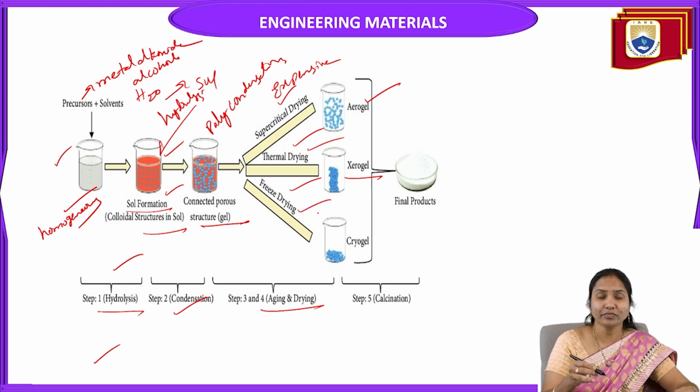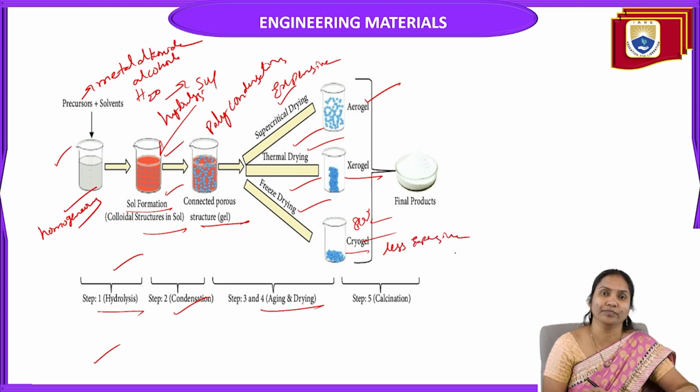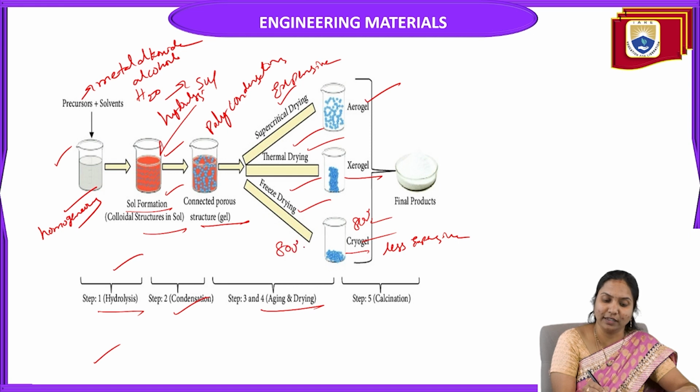Here, the sample is heated at high temperature, that is 800 degrees centigrade. Heating it, then it forms cryogel. It is the most preferred method, and it is less expensive. That's why I prefer this one more. So heating at 800 degrees centigrade, finally the product we get is nanoparticles.